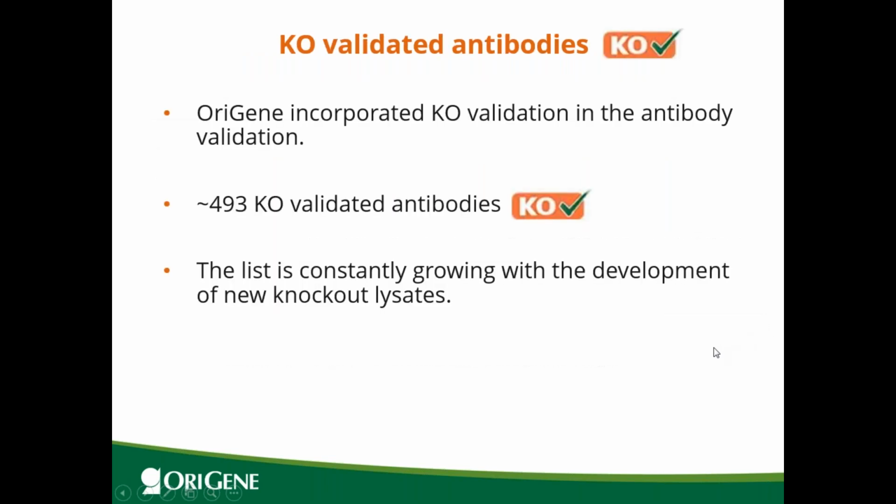That's it for the knockout lysate. Next, I want to talk about another knockout product we offer, which is the knockout antibodies. OriGene has incorporated knockout validation for our antibody validation since last year, and now we have about 493 antibodies validated by this knockout cell lysate. And the list is constantly growing with the development of the new knockout lysate and new antibodies.